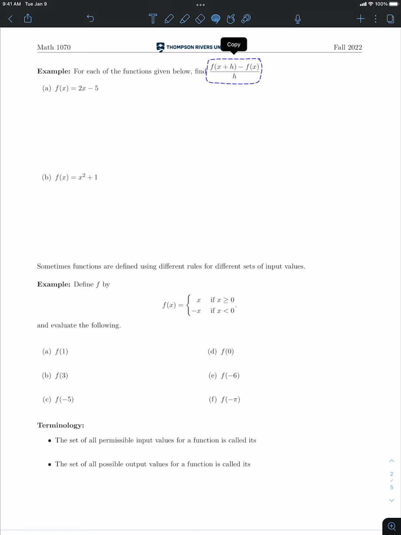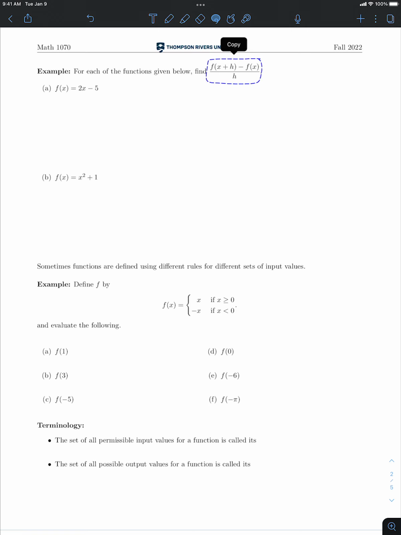You don't need to worry about the terminology. This is actually something that turns out to be very important in calculus. If anyone goes to study calculus, you'll encounter this fraction many times. But that's not super important for us right now. We're just going to use it as an opportunity to practice.